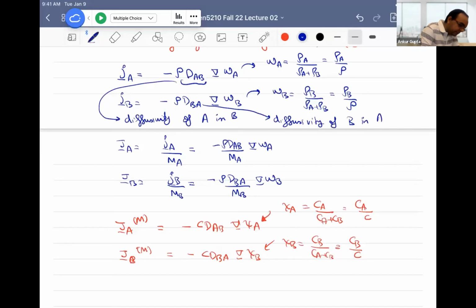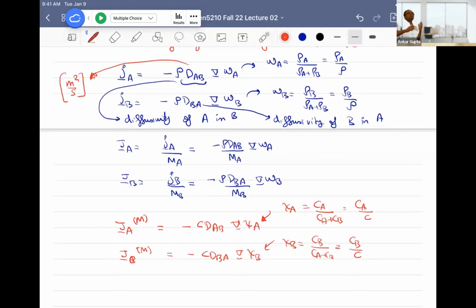B in A. All right. So my question now, and this is just a quick side note, we'll discuss this in a bit, but the units of DAB, or DBA, are meter square per second. It's pretty simple to find out. You know the units of J are kg per meter square second, density is kg per meter cube, gradient has units of meter inverse. So if you multiply, you get meter square per second.